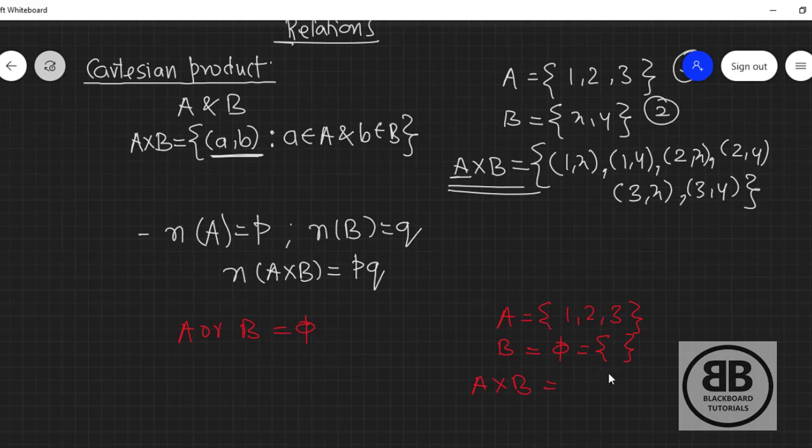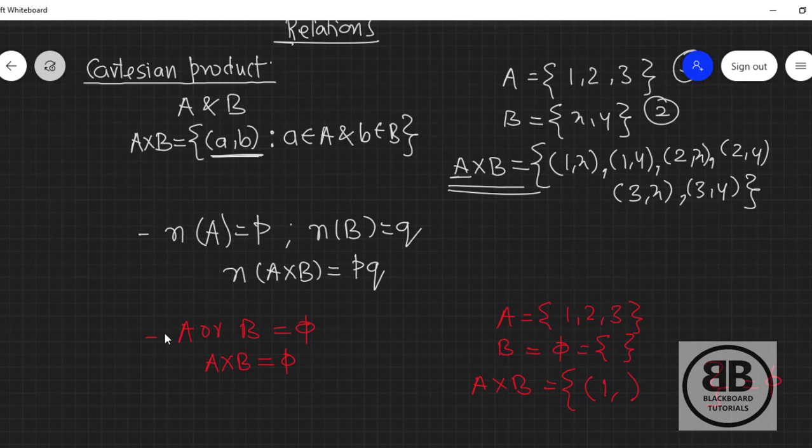If there is no element, how will you write the ordered pair? 1 comma, no element is there, no? So how will you write this ordered pair? This ordered pair will not be there, so that means you are getting again the empty set. So if A or B is an empty set, then A cross B will be an empty set.